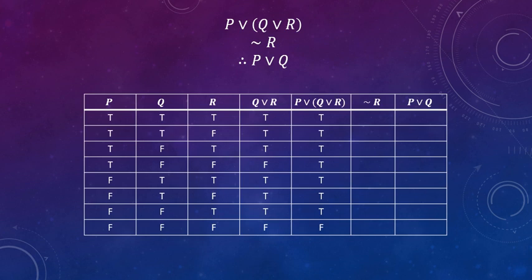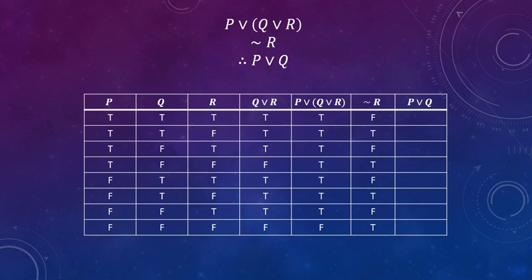Next column is the other hypothesis, not R. This is really easy, really straightforward to fill out. You're just switching the values of R in the third column. So anywhere in the third column where you have a T, in the sixth column it becomes an F, and vice versa. F's become T's.